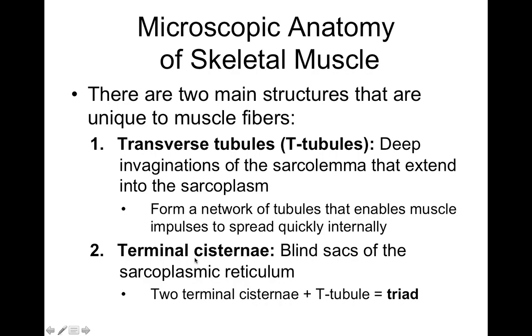Now, near the end of this transverse tubule, we have what are called terminal cisternae. Cistern is like a place to store something, right? And terminal means the end. So the terminal cisternae is basically a blind sac of sarcoplasmic reticulum that you find right by a T-tubule, and they form something called a triad, which is where the T-tubule interacts with the sarcoplasmic reticulum.